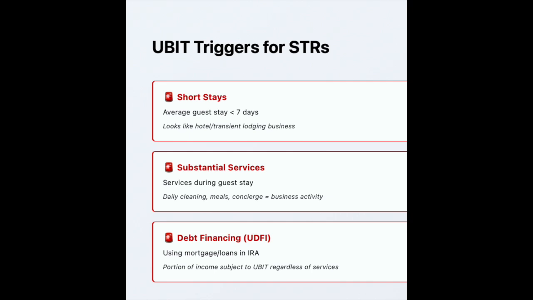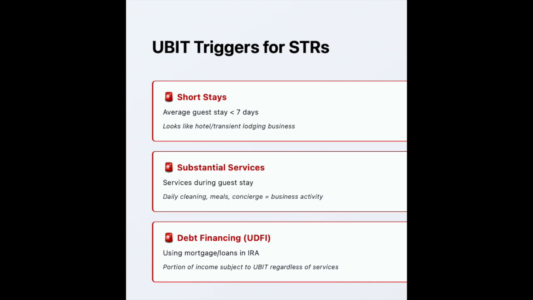And this is a really crucial detail from the source material. Actively managing an STR, it says, is often defined if guests stay, on average, less than 7 days. Less than 7 days. Wow. Yeah. That short duration makes it look more like you're running a hotel or some kind of transient lodging. Which is a business. Which is definitely a business in the eyes of the IRS, not just passive landlording.